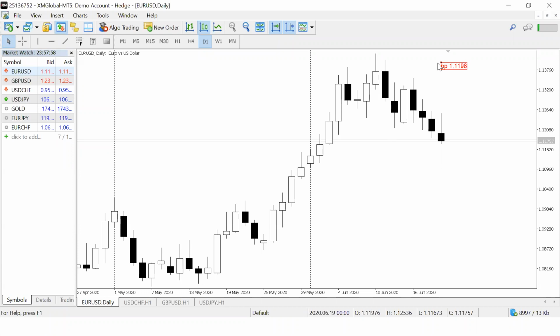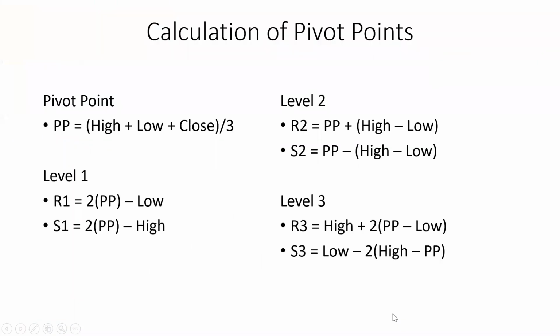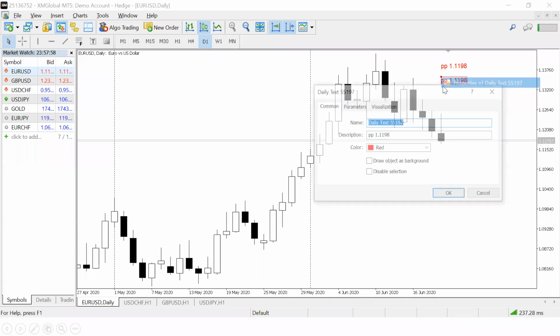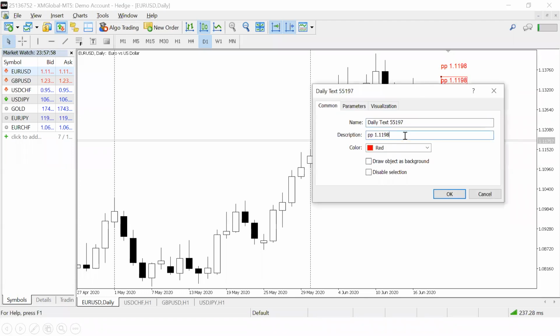Now, going back to our equations, for S1, we compute double the pivot point minus the high. For R1, double the pivot point minus the low. So we multiply our pivot point by 2. That would be 2.2396. Kindly bear with me as we compute this.